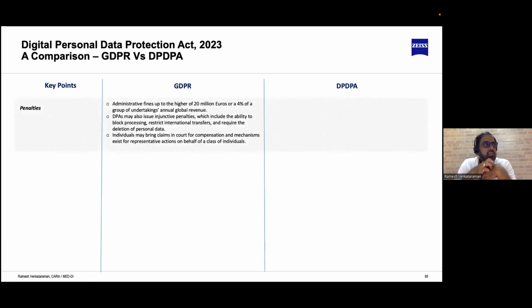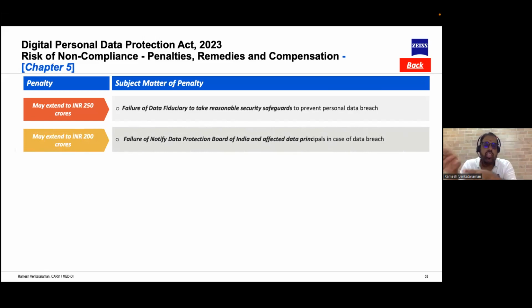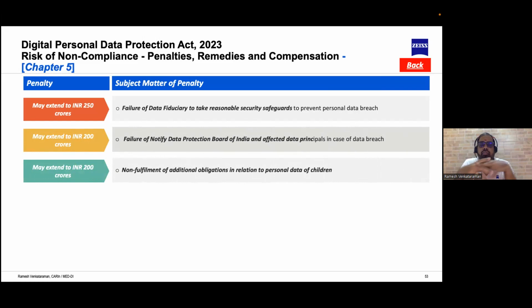And the penalties, it's very simple, as I said, 20 million or 4% to 10 million or 2%, right? And individuals may bring claims in court for compensation, whereas in India, we have a multi-layered penalty. And this is what that schedule is talking about. The highest fine we are talking about is 250 crores, for failure of the data fiduciary to take reasonable security safeguards, what we just talked about. Failure to notify the Data Protection Board of India or affected data principals costs 200 crores. Non-fulfillment of additional obligations prescribed in the law for the handling of children's data.